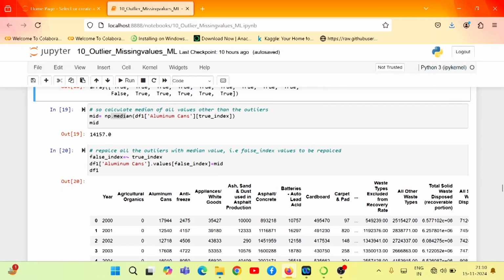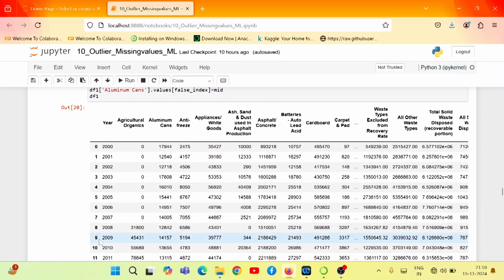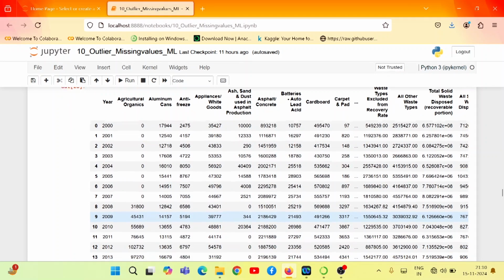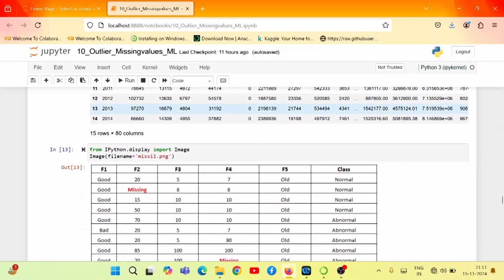You may see this was our median value, and the outlier was present at the ninth index, so I am substituting it by this updated value, right? At the ninth position, the value was now replaced by the median value. It means that this aluminum cane column is now free from the outlier after performing this operation. So that is the idea behind outlier detection and removal of outliers.